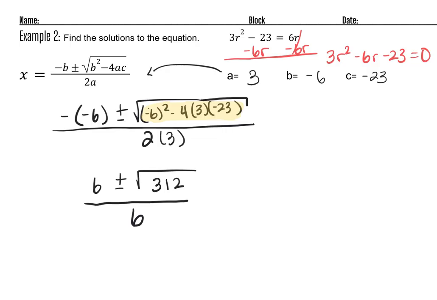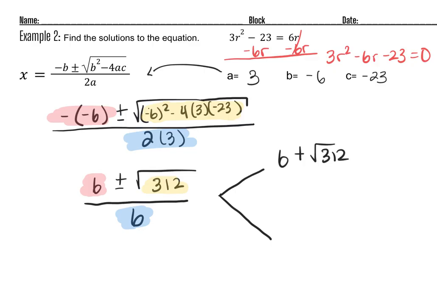I also simplified the -(-6) because it turned into a positive. It's not necessary to do that. If you're using a TI calculator, it can simplify it for you, but I did simplify it. And then I simplified the 2 times the 3, which gave me the 6. From this step, this turns into 2 separate equations. Recall we have a positive and a minus. So we're going to have (6 plus the square root of 312) all over 6, and (6 minus the square root of 312) over 6.